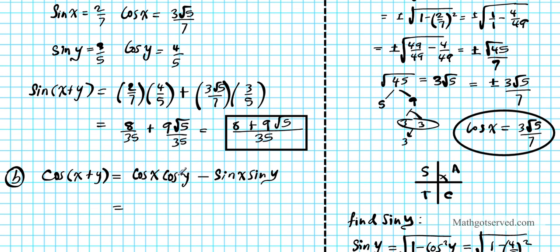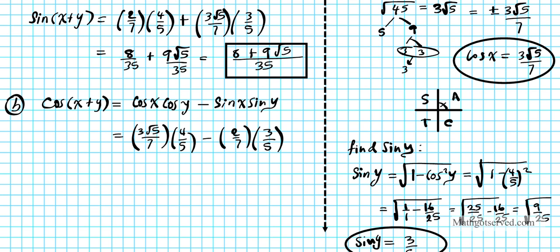We're going to have cosine x is 3 root 5 over 7. Cosine y is 4 over 5. Minus sine x is 2 over 7. Sine y is 3 over 5. Okay? Now we're going to multiply it out.